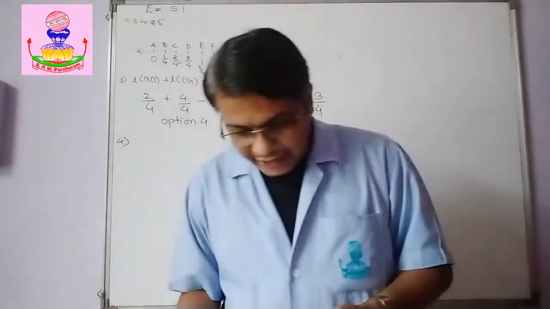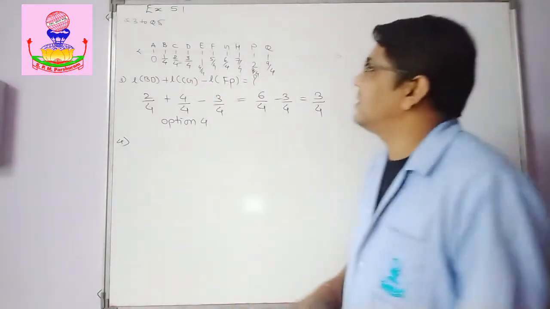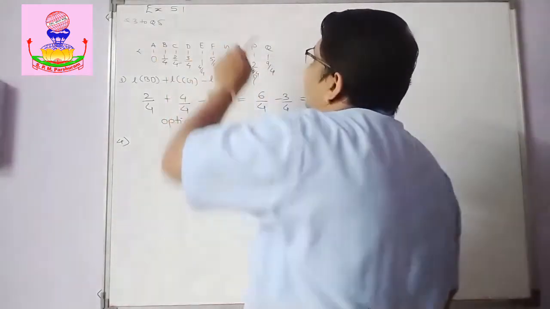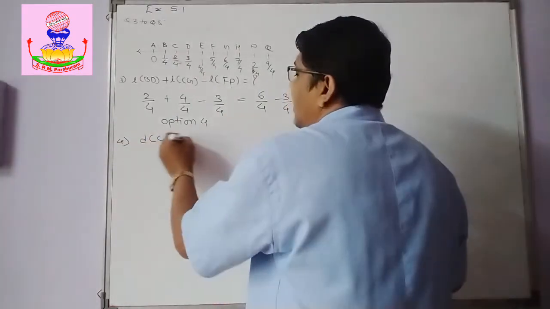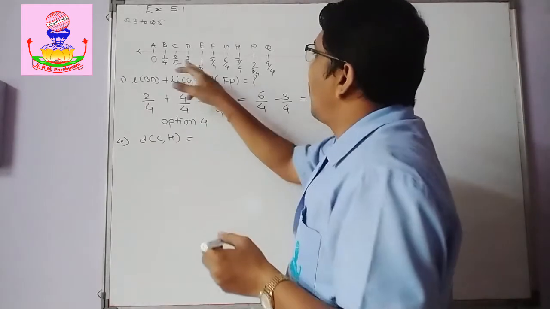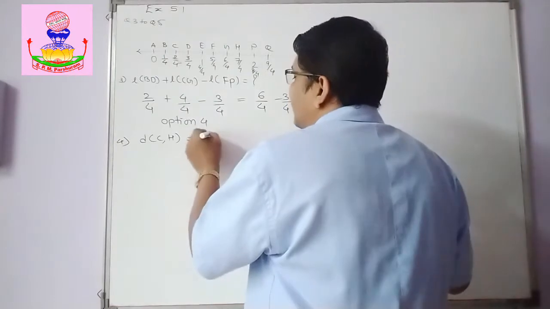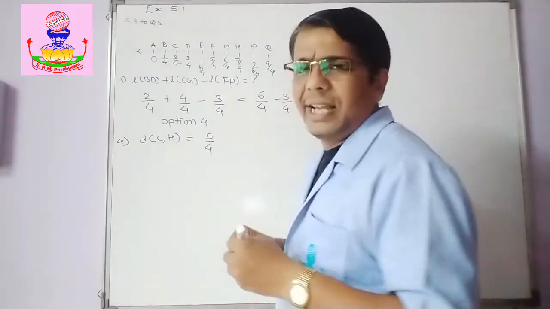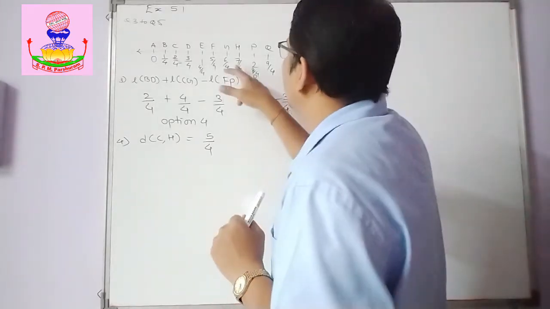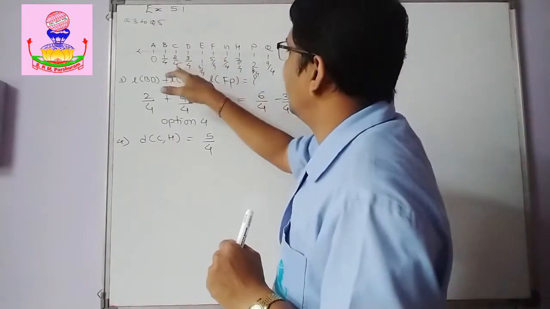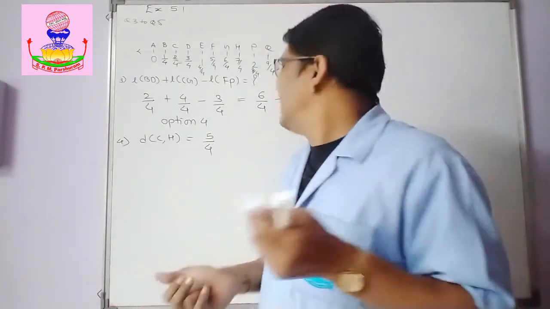What is the distance between the points C and H? You have to find the distance between C and H. So, distance CH, you need to find. Okay? Now, 1, 2, 3, 4, 5. Right? So, that is 5 upon 4. Or you can do it greater coordinate minus smaller coordinate. So, 7 upon 4 minus 2 upon 4. That is 5 upon 4.